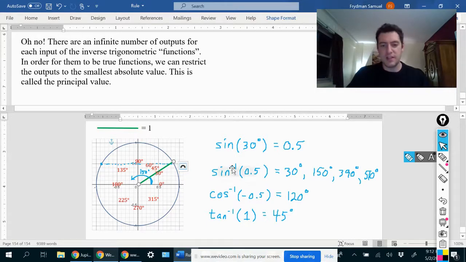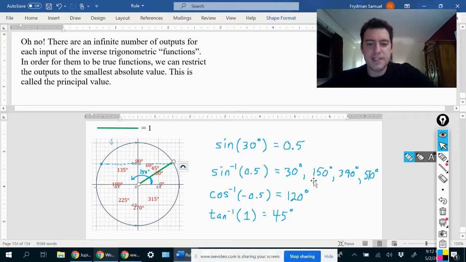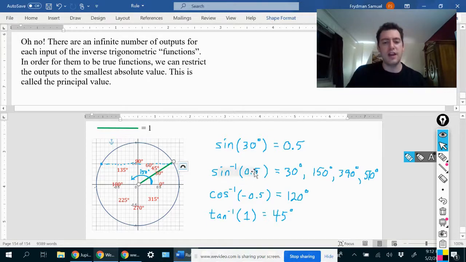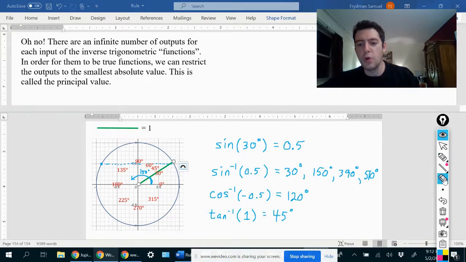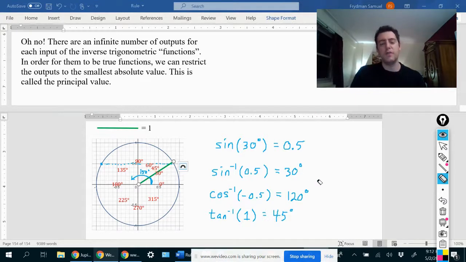So going back to this example over here, I'll just stick with this example. Instead of saying that inverse sine of 0.5 has an infinite number of angle measures, we're just going to say, okay, you know what? I'm not even going to accept these. I'm just going to look for the smallest one, or the one with the smallest absolute value. Well, there can only be one smallest number, right? And in this case, it would be 30 degrees. So this would be called the principal value.